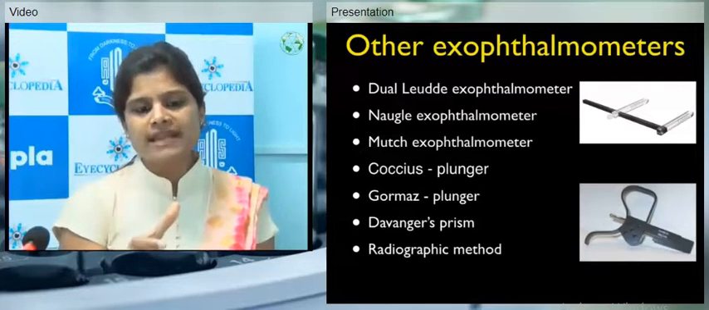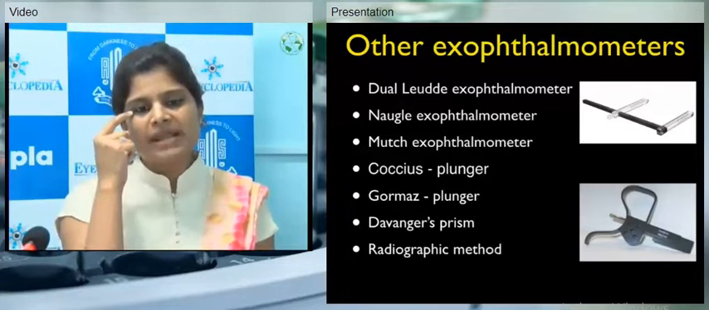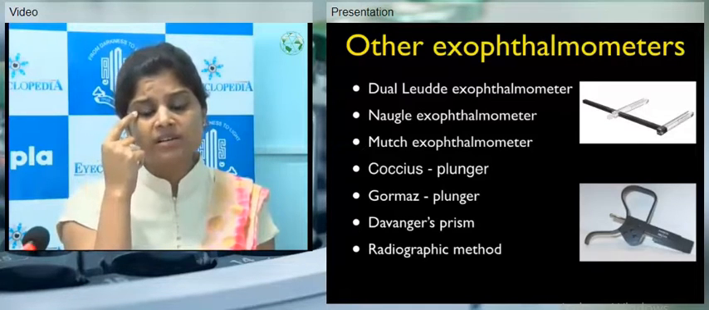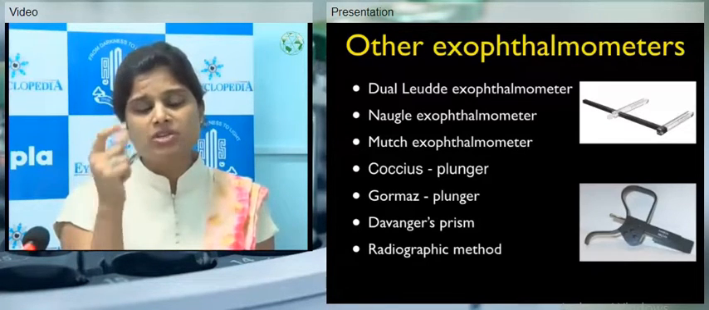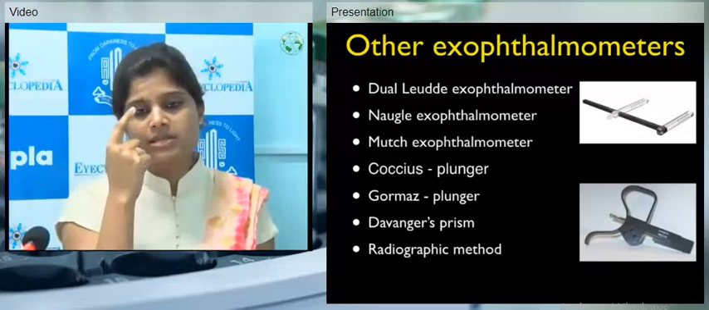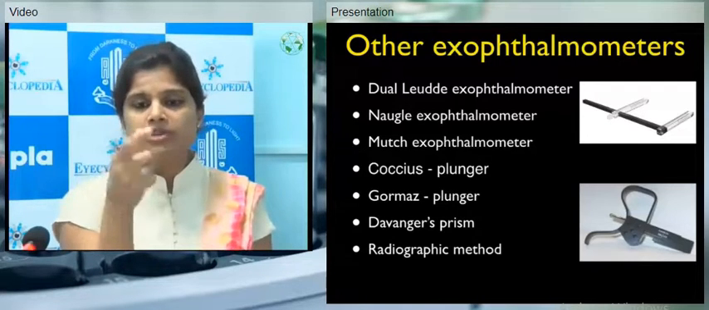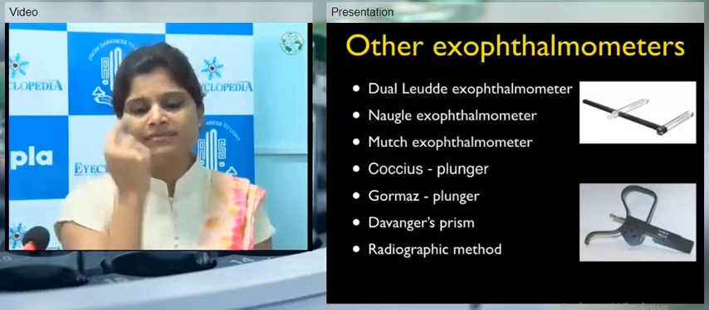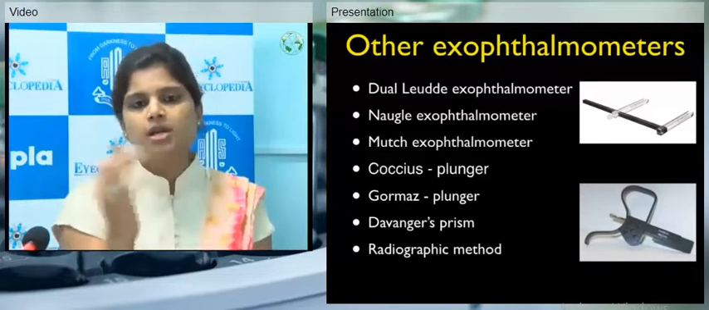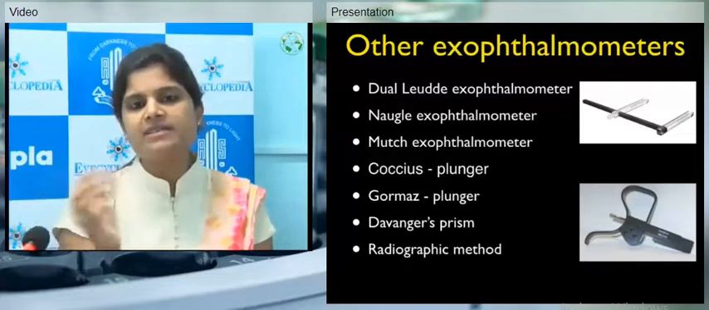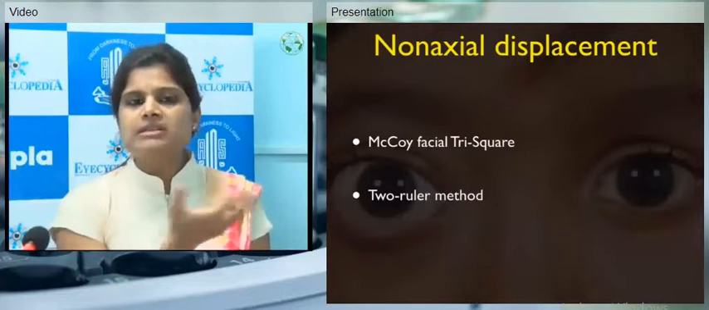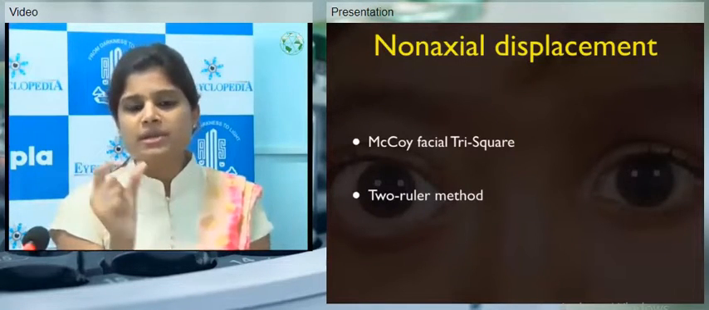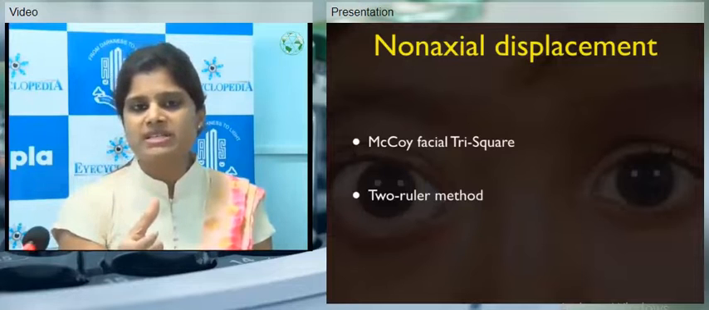That means two rulers can be used, one placed at the lateral canthus, and then you measure the distance from the lateral canthus to the apex of the cornea, which gives you how much forward displacement there is. So you do it on one side first and then on the second side. For example, on the right side, if it is 24 millimeters and on the left side it is 21 millimeters, that means 3 millimeters of forward displacement is there.